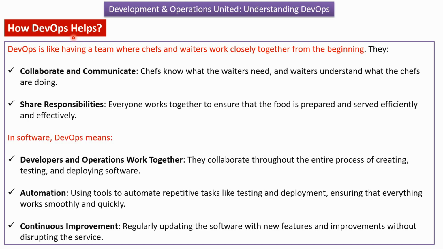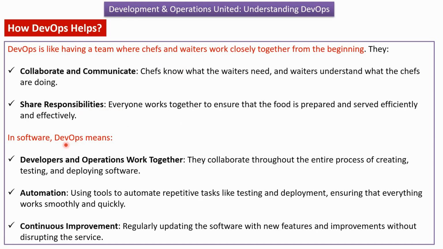Now we will see how DevOps helps. DevOps is like having a team where chefs and waiters work closely together from the beginning. The first point is collaborate and communicate. Chefs know what waiters need, and waiters understand what the chefs are doing. The second point is share responsibilities. Everyone works together to ensure that food is prepared and served efficiently and effectively.